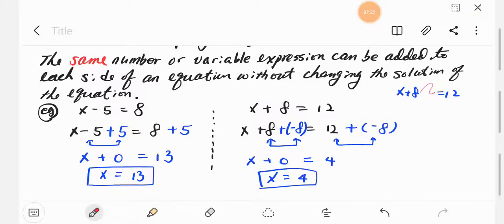Plus 8. Since this is plus, you can subtract 8 from each side. So this will be x plus 0, and then 12 minus 8 is 4. So x equals 4. So you can either add the opposite of this number to each side, or you can just subtract the number from each side.